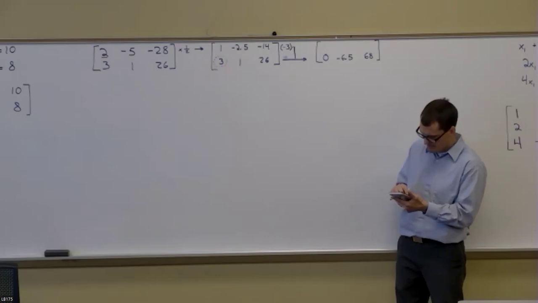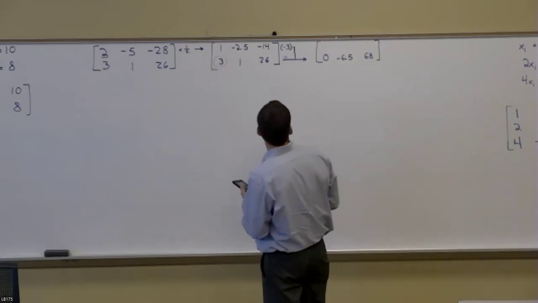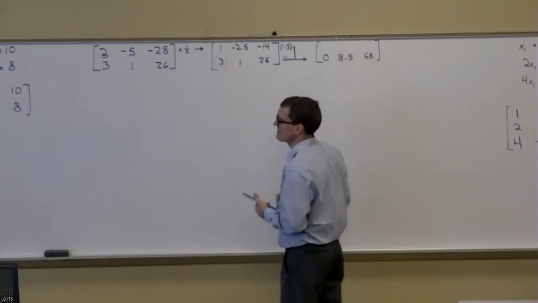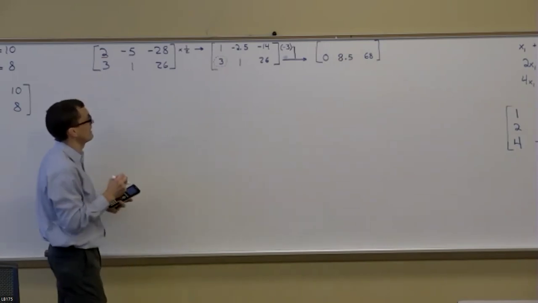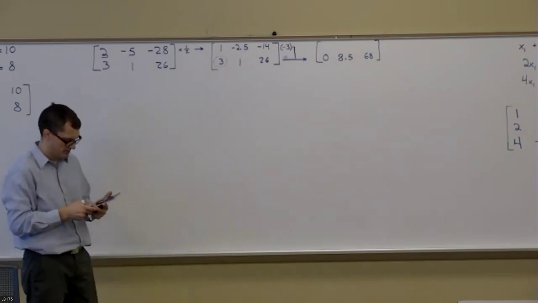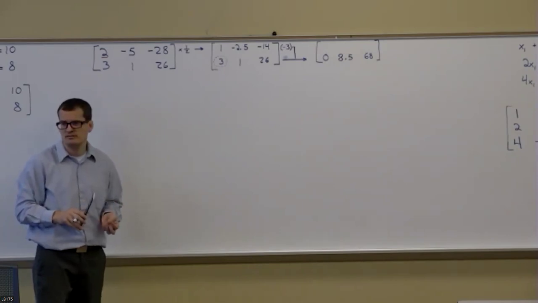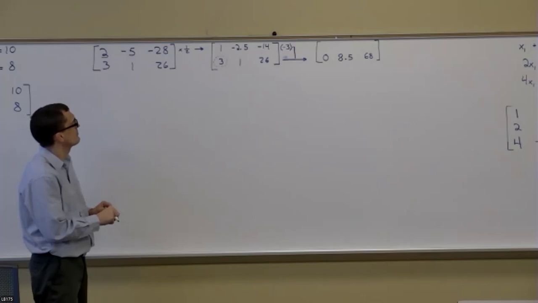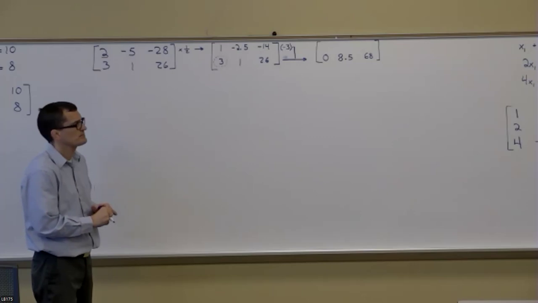Wait, negative 3 times negative 2.5? Oh, that was negative 2.5. Shoot, I messed that up. That should be a positive 8.5. I apologize. Negative 3 times negative 2.5 plus 1 is positive 8.5. Everybody right with that? Okay.